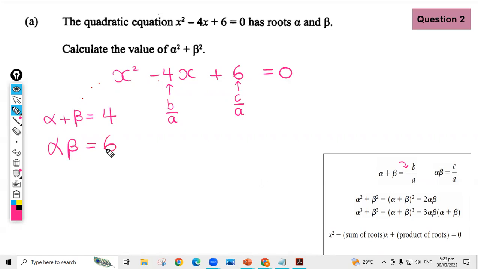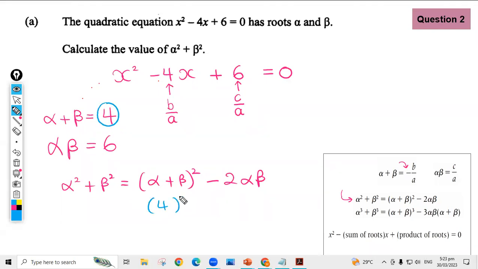No changes there. And here's a formula you need to learn off by heart: alpha squared plus beta squared is always equal to alpha plus beta in brackets squared minus 2 alpha beta. All we have to do is substitute in the values. Alpha plus beta is equal to 4, and we have to square it according to the formula, minus 2 times alpha multiplied by beta, which is 6. 4 squared is 16, 2 times 6 is 12, so we end up with 16 minus 12. So the answer today is 4.